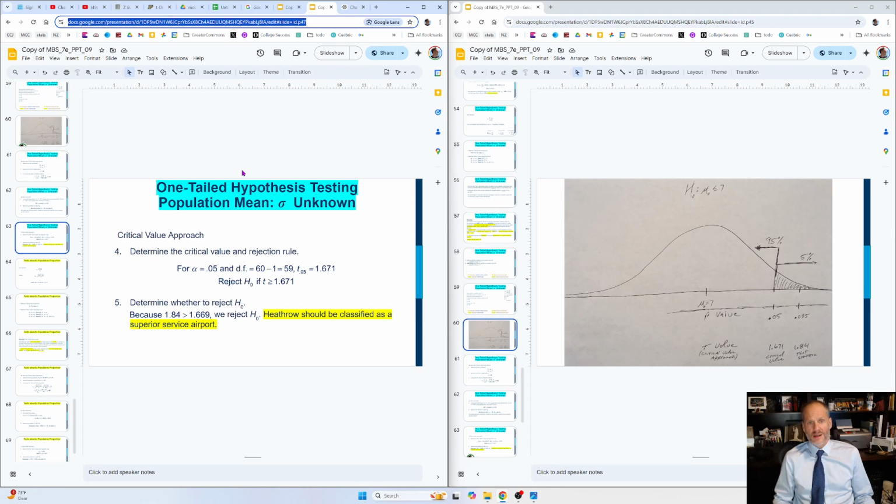All right, that's doing a calculation for this situation, a one-tailed hypothesis test of the population mean when the population standard deviation is unknown. And I know it's a lot to wrap your head around, but you just got to work some problems. So you could go to ChatGPT and stick this in and say, give me some problems. You could do the problems.